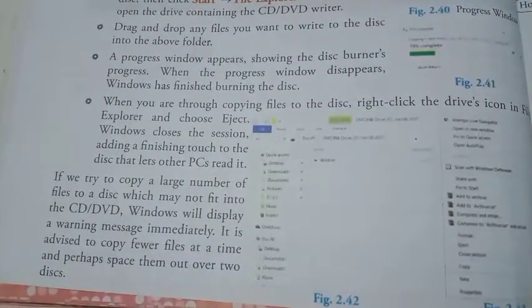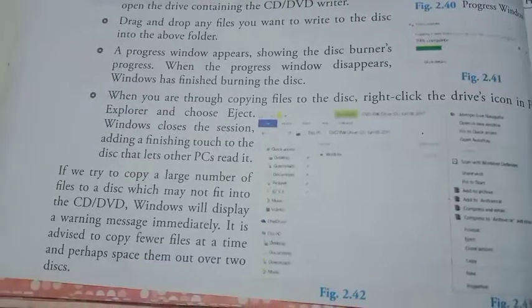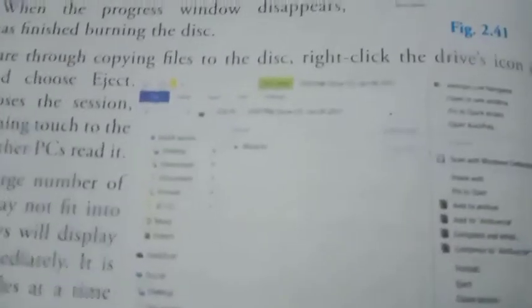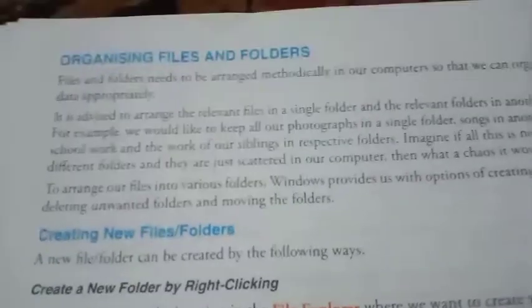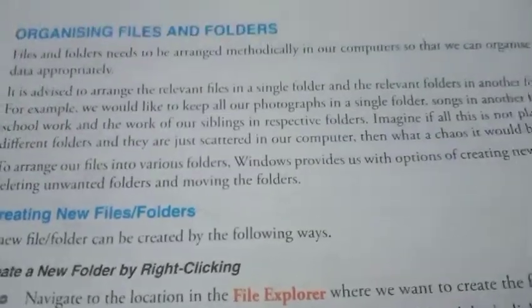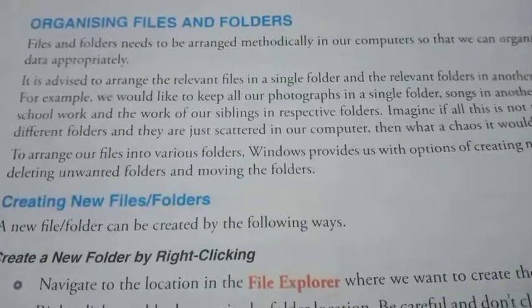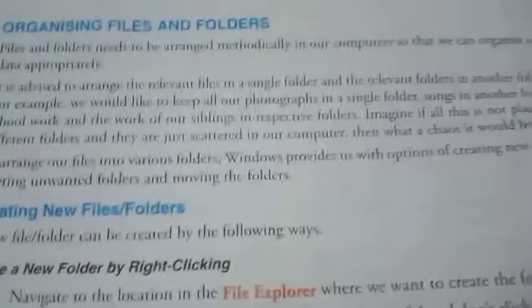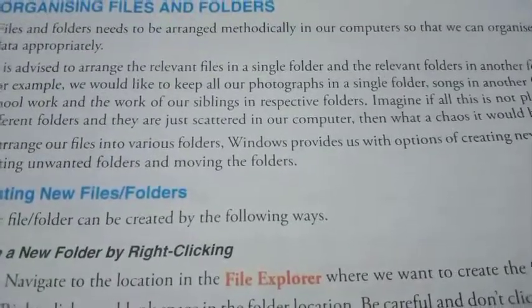If you try to copy a large number of files to a disk which may not fit into the CD or DVD, Windows will display a warning message. It happens on your mobiles also whenever you are going to restore larger files. Your mobile phone or the system gives you a warning that we don't have sufficient space. You have to delete some unwanted files from your mobile phone or computer, so at that particular time you are moving and deleting the files.